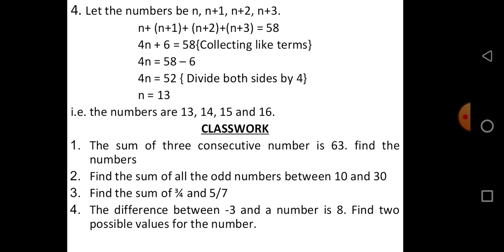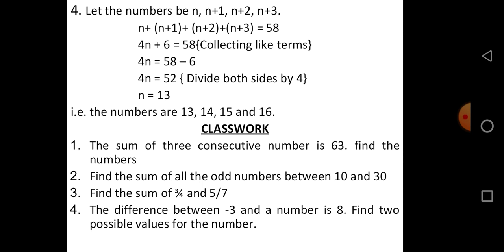And when you add all these numbers together, because we are told that the sum equals 58, we have to add them together. So adding them together, we have n plus n plus 1 plus n plus 2 plus n plus 3 equals 58. Now we are going to add all the n's. n plus n equals 2n, plus n equals 3n, plus n equals 4n. Then the other numbers, we are going to add them. 1 plus 2 equals 3, plus 3 equals 6. So we have 4n plus 6 equals 58.